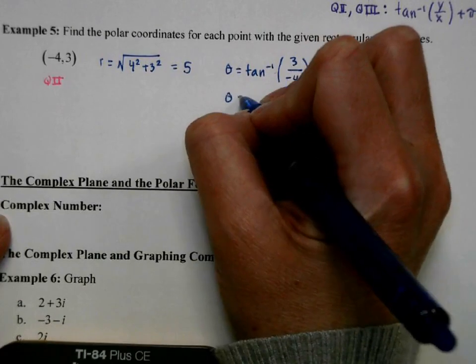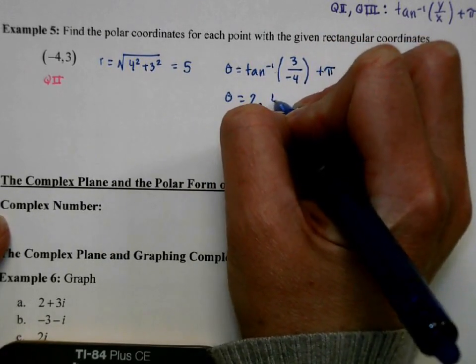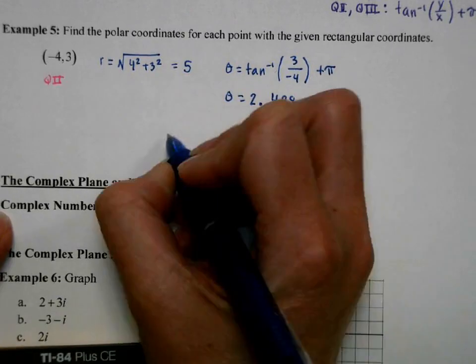So my coordinate here would be 5 and a radian value of 2.498.